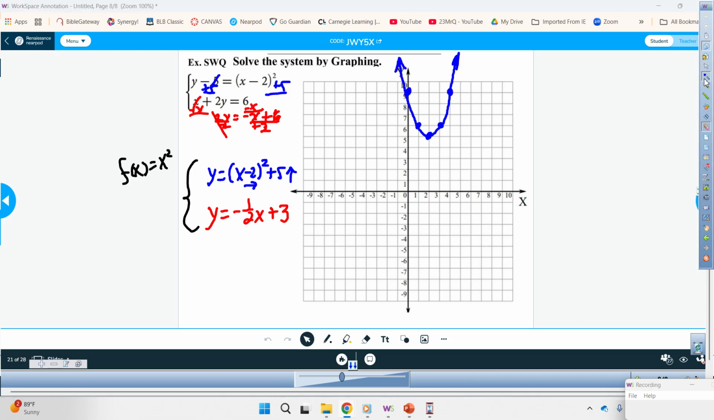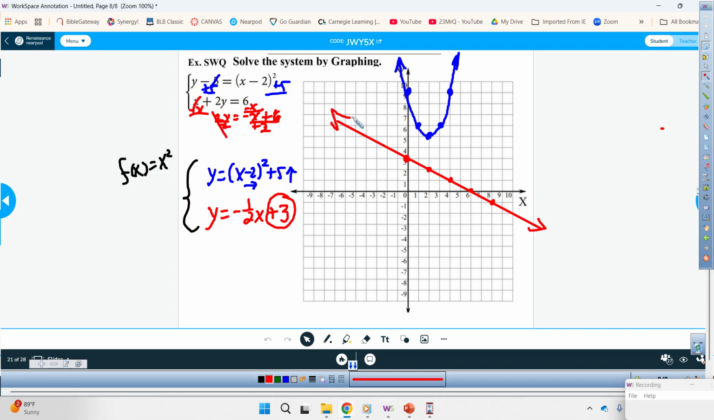There it is. And now we graph our red one. Where do we start, everyone? At what? Positive 3. And then my slope is what? 1 down, 2 to the right. 1 down, 2 to the right. 1 down, 2 to the right. There it is.